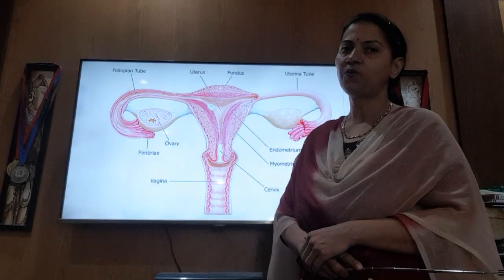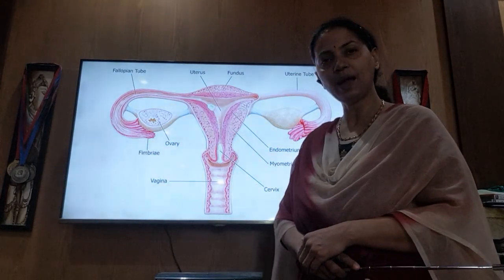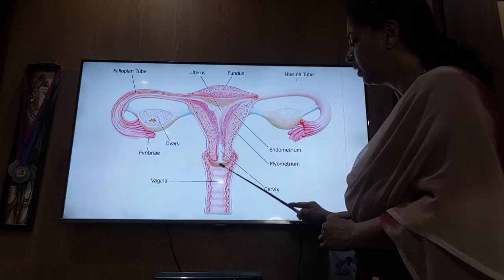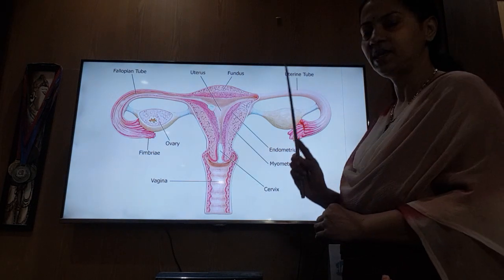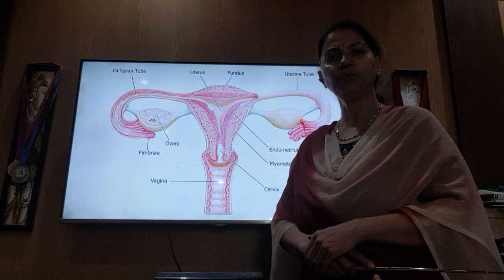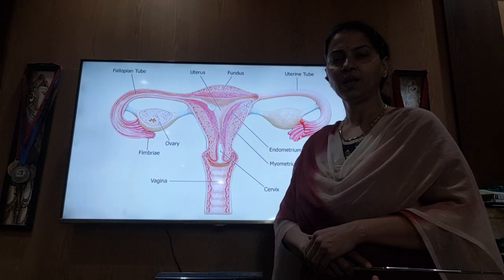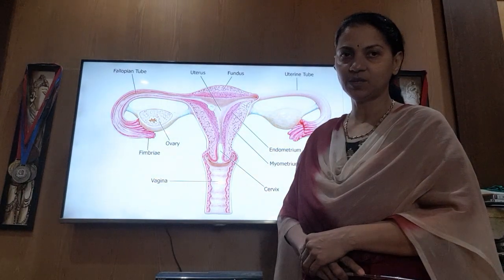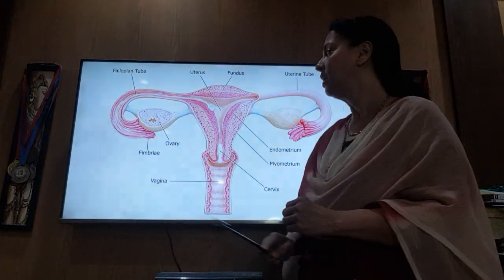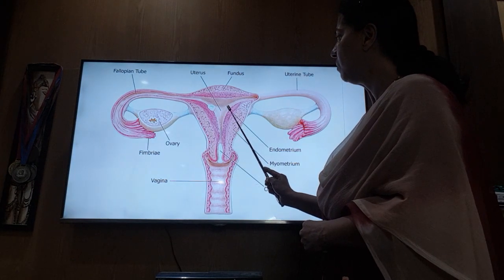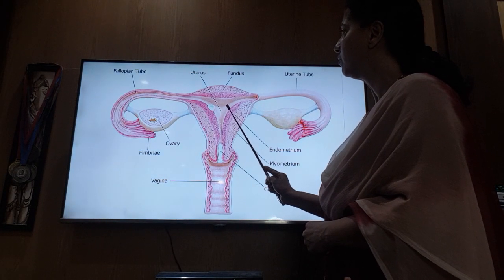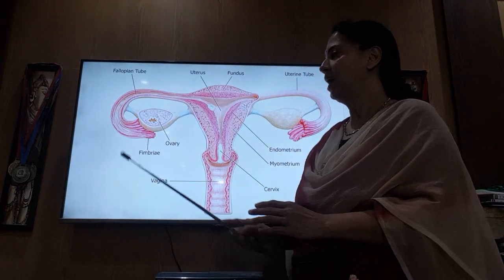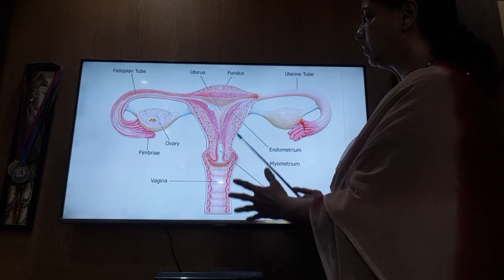And suppose fertilization does not occur, what will happen? The whole endometrium will shed off and it will be removed through the vagina, and that period will be called menstruation. So this is the whole menstrual cycle. And suppose fertilization takes place, implantation will take place in the posterior surface of the fundus. Clear? Now, as we can see in this diagram, everything looks straight.